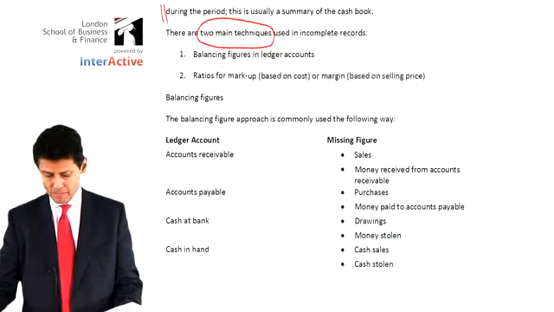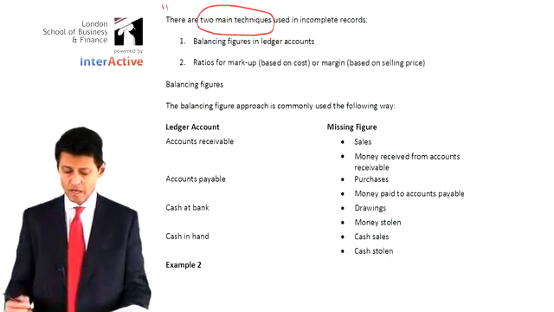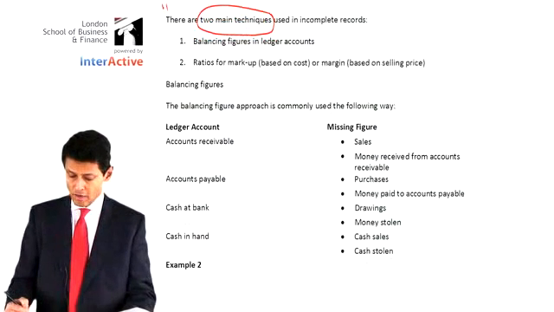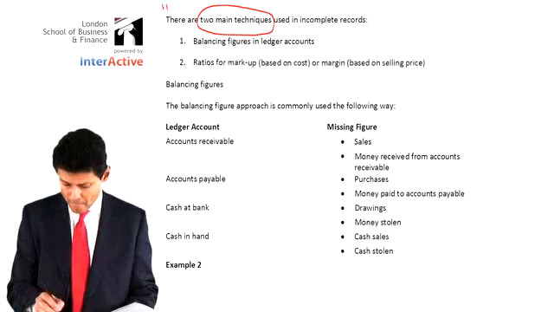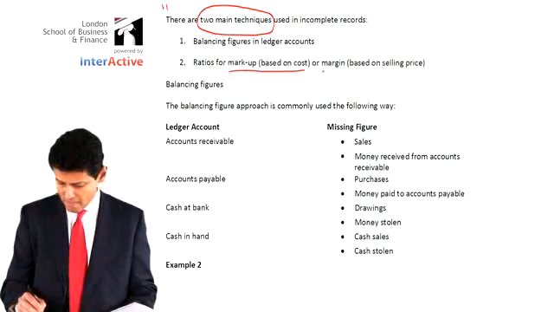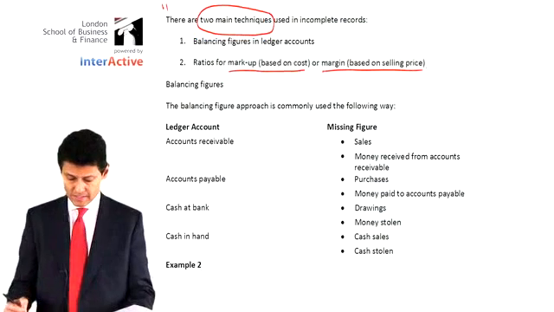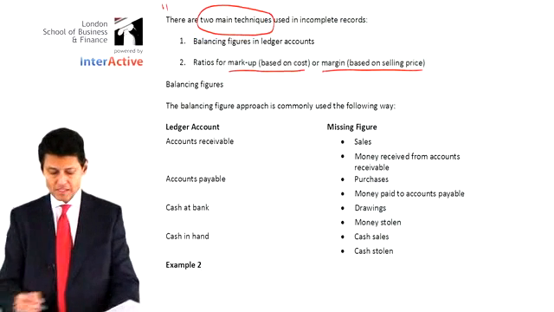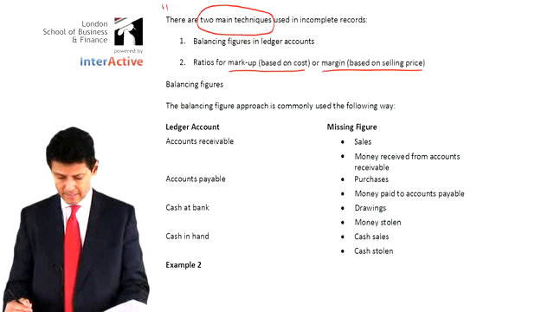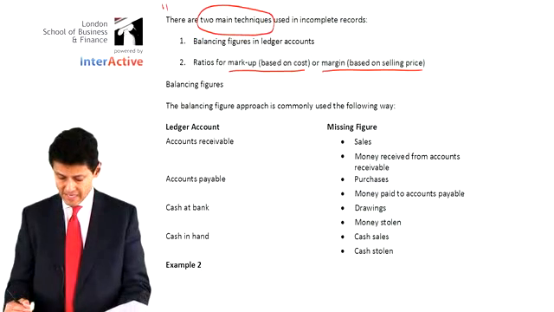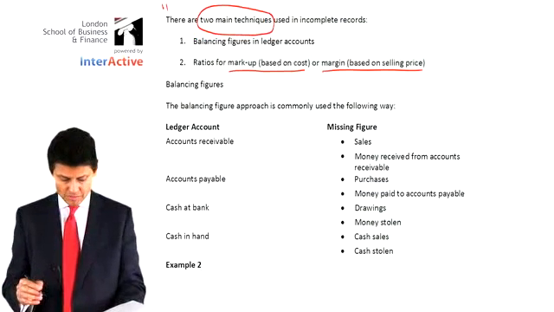The other, of course, is you might have to use ratios for markups based on cost or margins based on selling prices, that kind of thing. So traditionally, markup means based on cost, margin means based on selling prices. So balancing figures, the balancing figure approach is commonly used in the following way. If you have a ledger account, the missing figure could be sales or money receivable from accounts receivable.